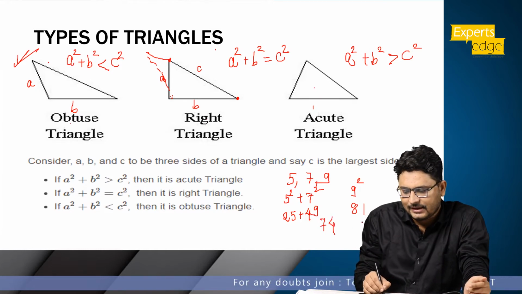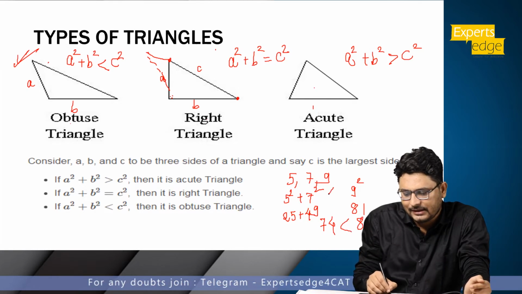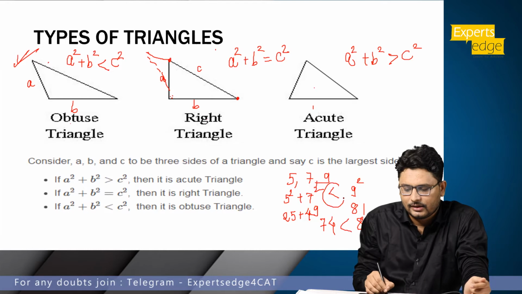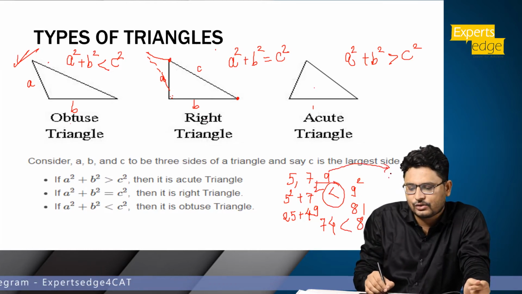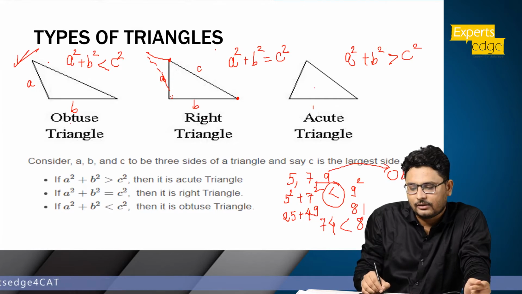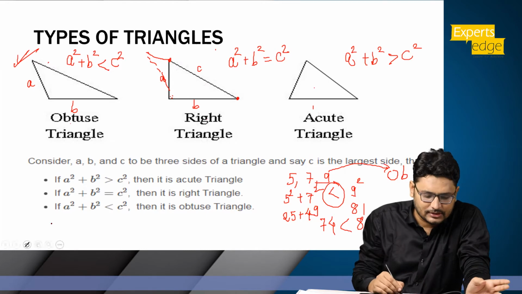So now tell me, which is greater? 81 is greater, right? So that means there is a greater sign at 9 square. So the hypotenuse is bigger. This 5, 7, 9 triangle has to be an obtuse angle triangle, okay? So these are the basics. Now let's get to the questions.